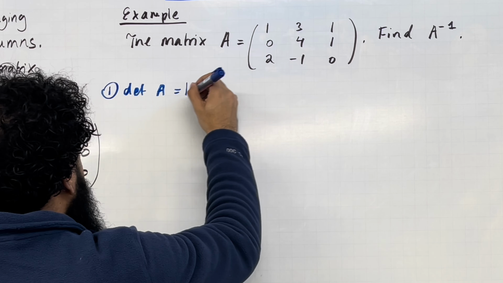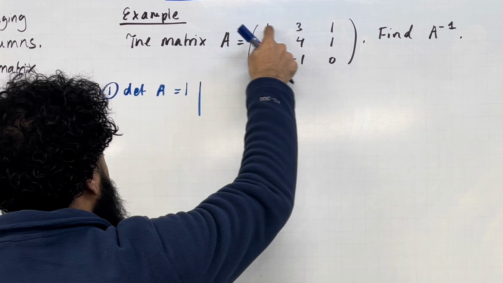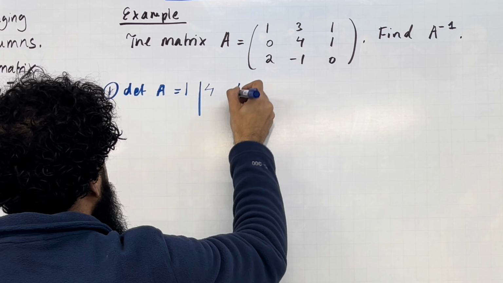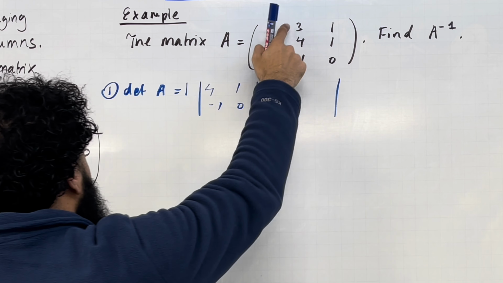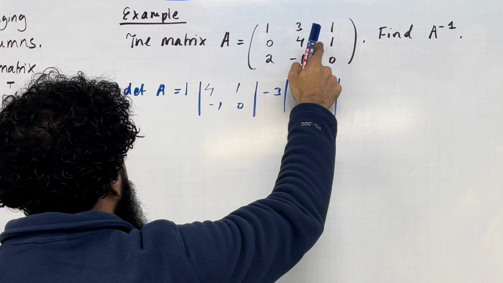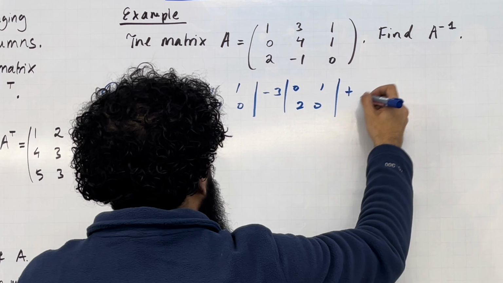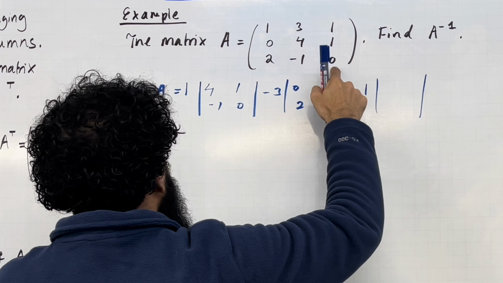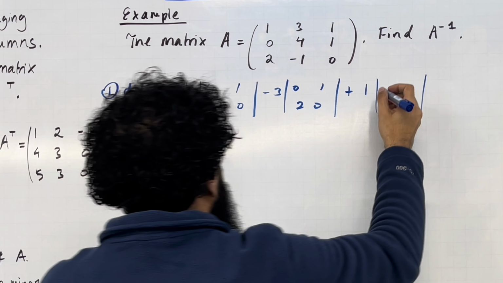So I need to do 1 multiplied by the minor of this 1. I need to delete this column, delete this row, so I get 4, 1, minus 1, 0. Take away 3 multiplied by the minor of this 3 here. So I delete this column, delete this row, I get 0, 1, 2, 0. Plus 1 multiplied by the minor of this one. So I need to delete this column, delete this row, I get 0, 4, 2, and minus 1.